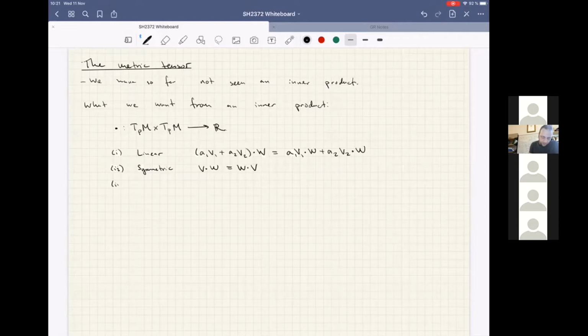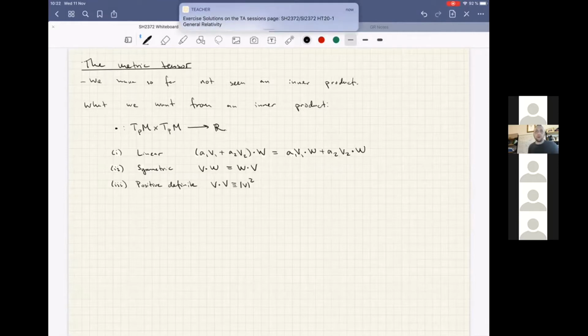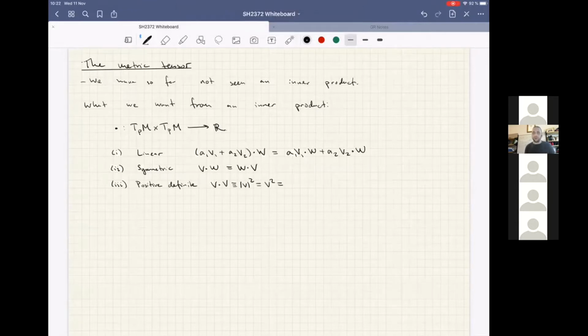And finally, the last requirement is that it's positive definite. So that means that if we take a vector V and we take the inner product with itself, which we define as the absolute value of V squared, or V squared, this should be greater than or equal to 0. And if V squared is equal to 0, this should imply that the vector V is the 0 vector. So we really want it to be positive definite and not positive semi-definite.